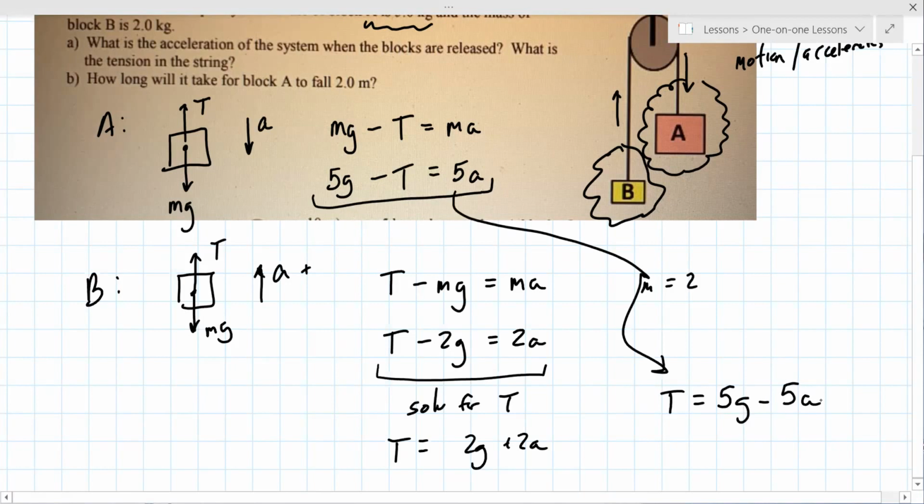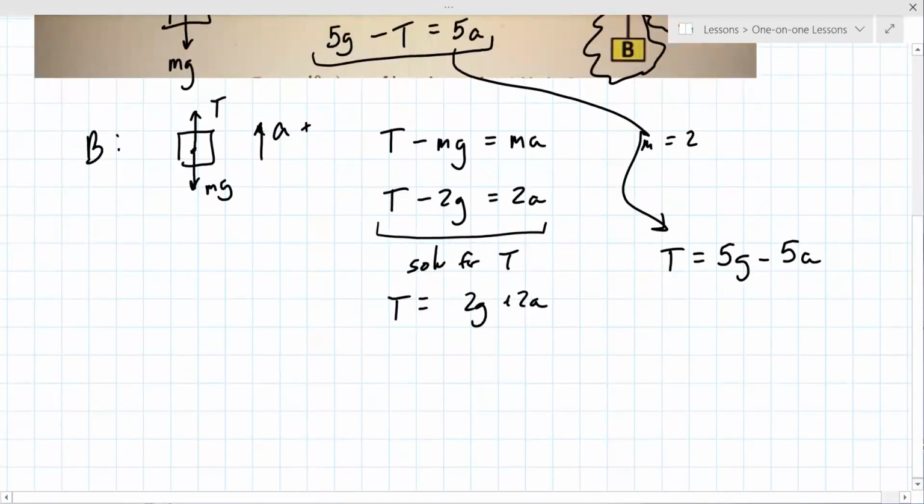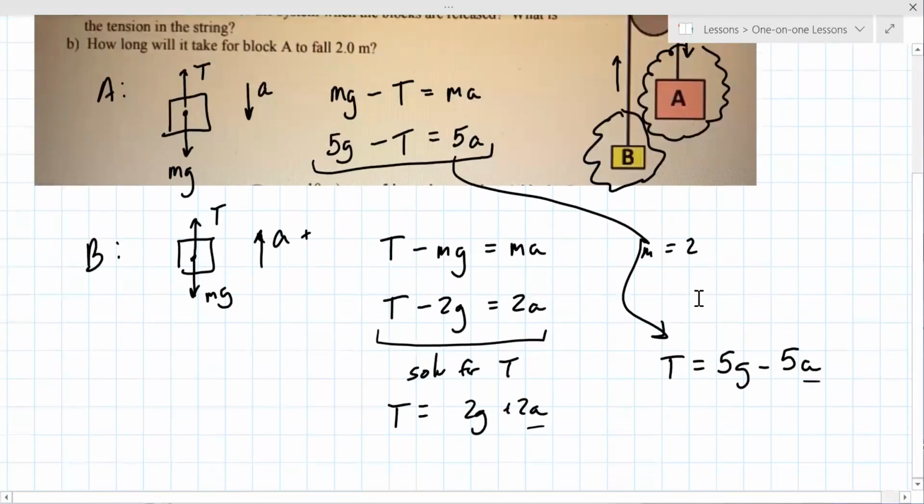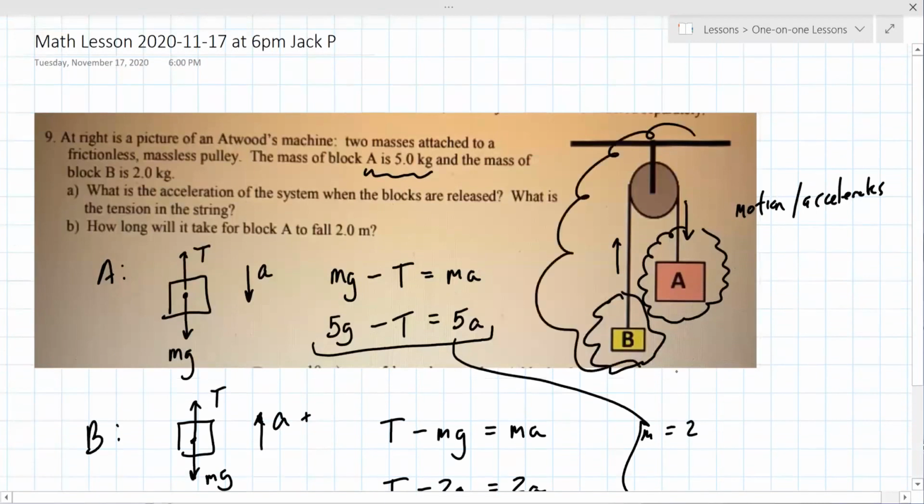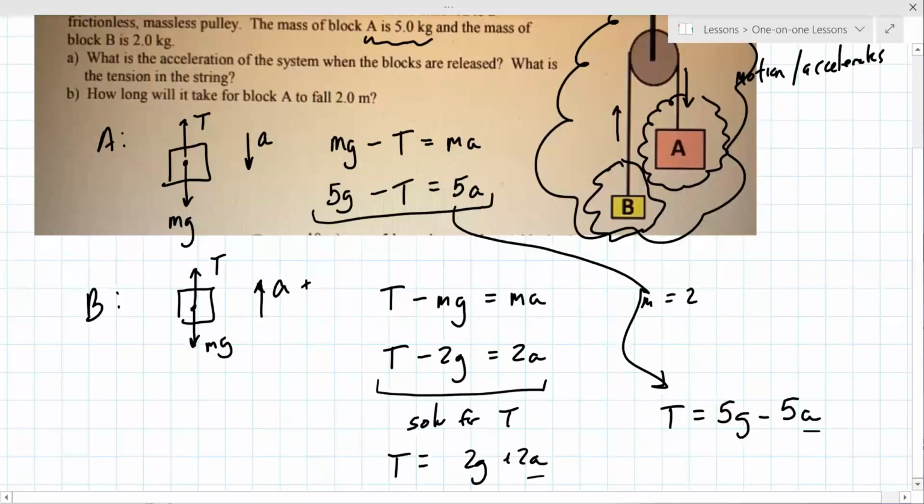Then you can set the T's equal because the tension has to be equal in the pulley. Oh, it does? Yes, that's the important part of this. Now, why are the a's the same? It's because when you treat the whole system as one free body diagram, it's an acceleration together. It's not like they're disjointed. It's like you inside your car. You're not treated separately from the car. So the whole thing has the same acceleration.